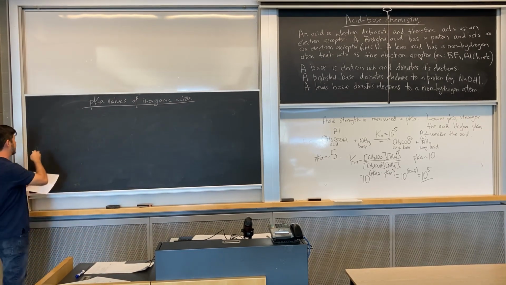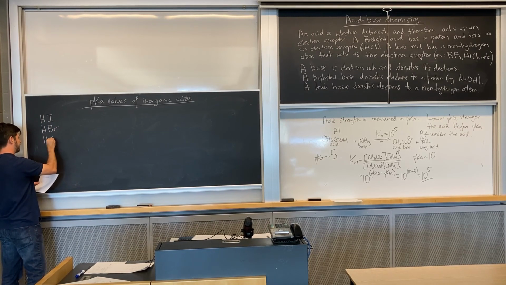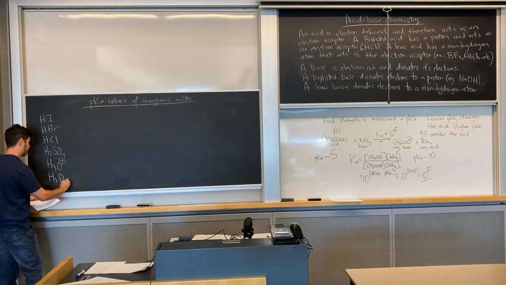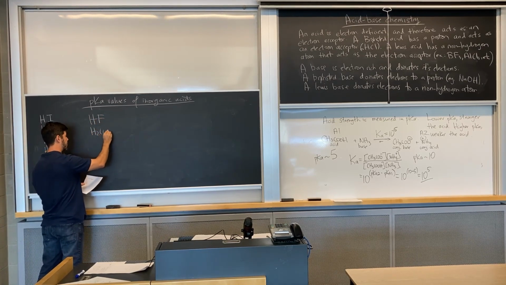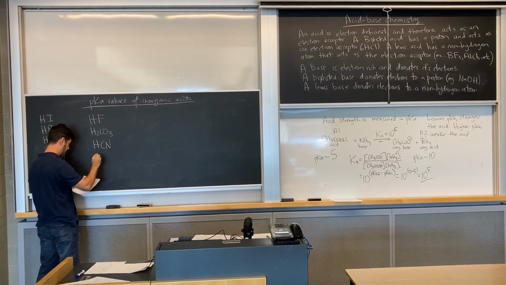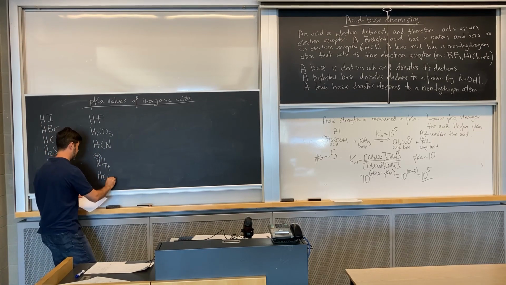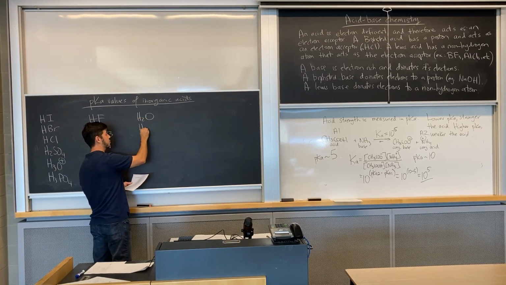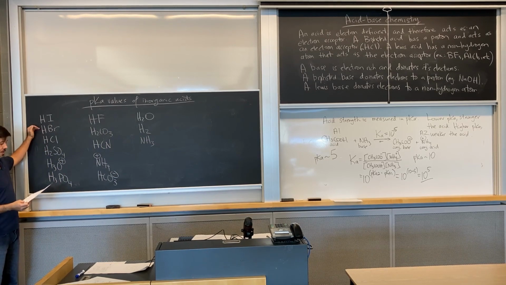Okay, so these are inorganic acids. So we have HI, pretty strong acid, HBr, HCl we just talked about, sulfuric acid, H2SO4, H3O plus, the hydronium ion, phosphoric acid, H3PO4, hydrofluoric acid, H2CO3, HCN, hydrogen cyanide, ammonium, carbonate, water, H2, and then NH3.